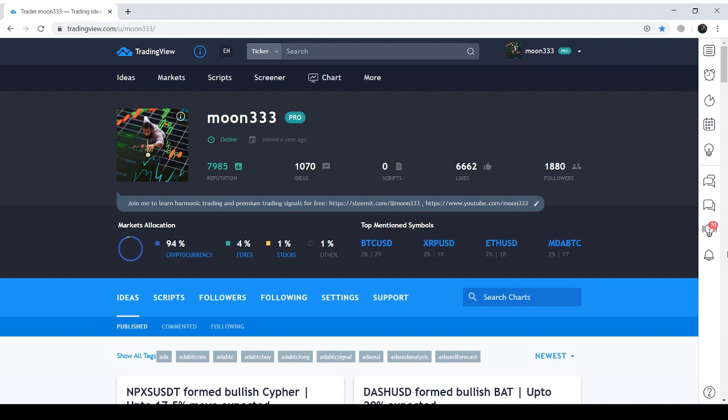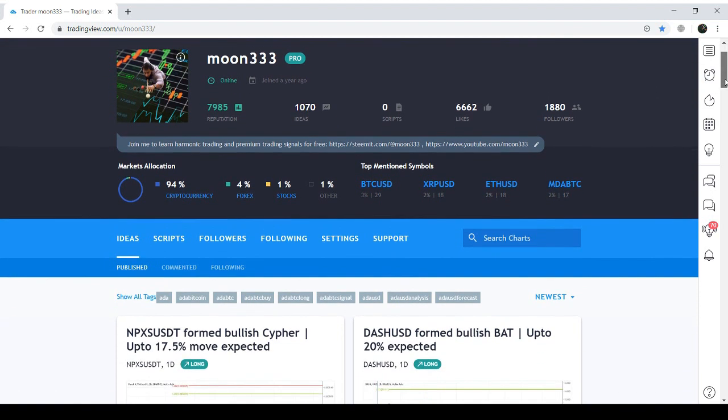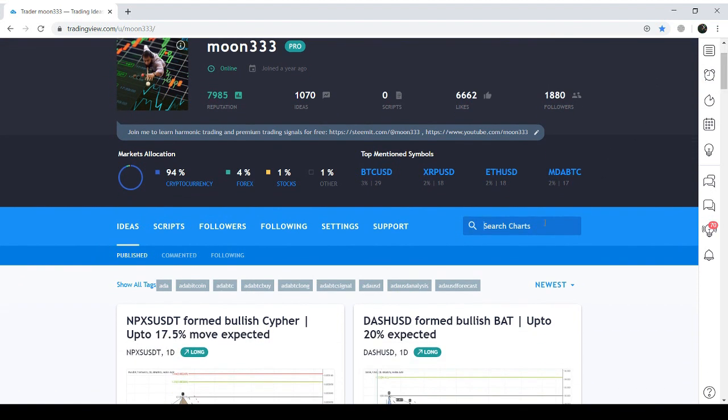Today we are going to look at the technical analysis of NPXS. First, let me take you to my previous chart.